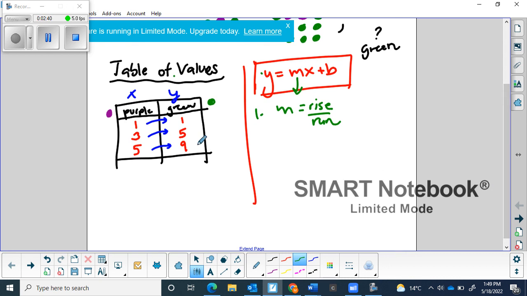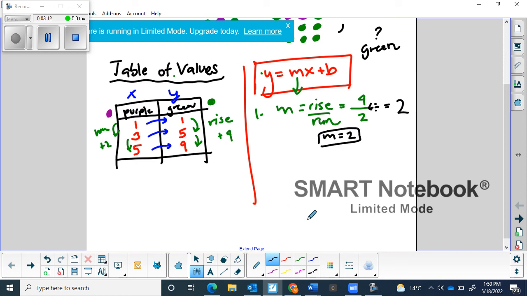Now, the rise is going to be our y, and we're going to figure out, how do I get from 1 to 5? Well, plus 4. How do I get from 5 to 9? Plus 4. So my rise is going to be 4. Now, my run is the other one. My run is my x, so what's my run here? Well, plus 2. Plus 2. So my run is 2. And then remember that this symbol right here is division. 4 divided by 2, well, that's going to be 2. So our m equals 2. So that's step number 1.